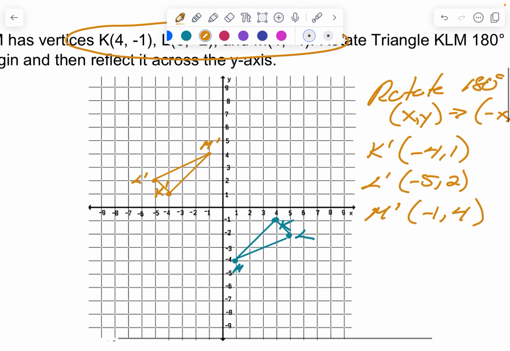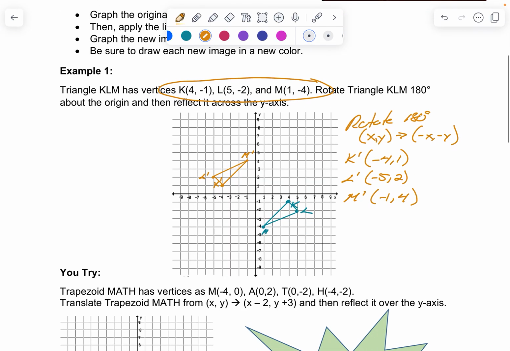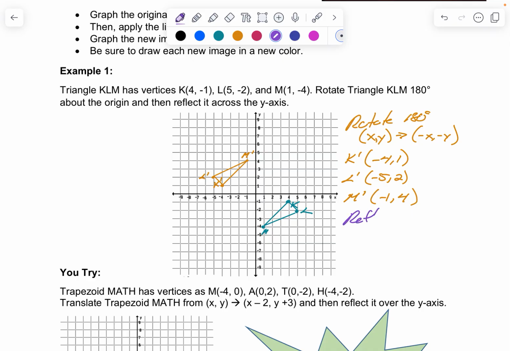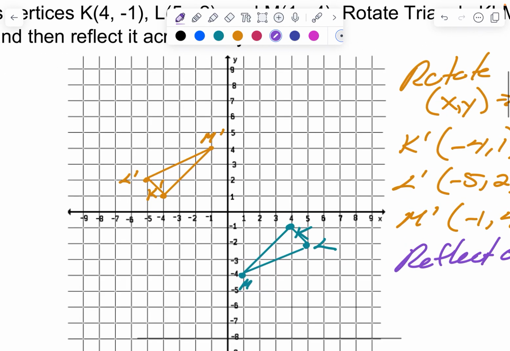Rotated 180 degrees. Now we want to reflect it across the y-axis. And so let's get another color here. And we'll go purple. So now we're going to reflect over the y-axis. So that's going to be right here, the new image. So this is my M double prime. Let's see, (5, 2). There's my L double prime. (4, 1). Here's my K double prime.